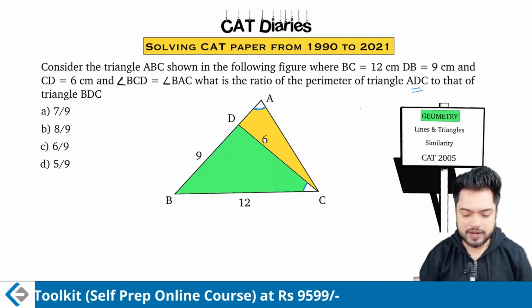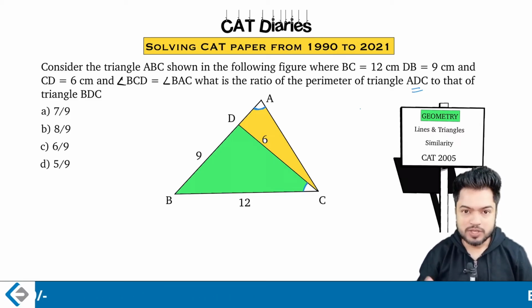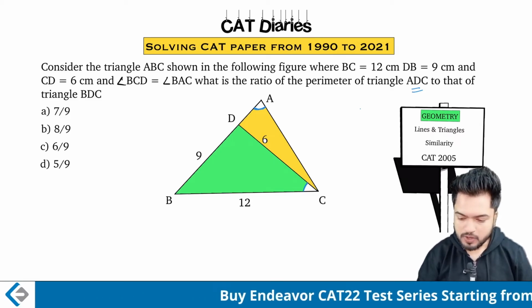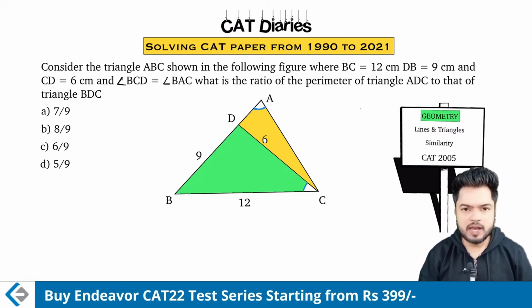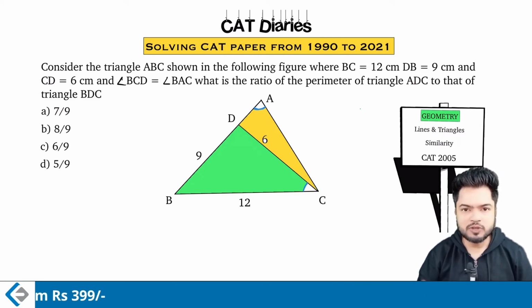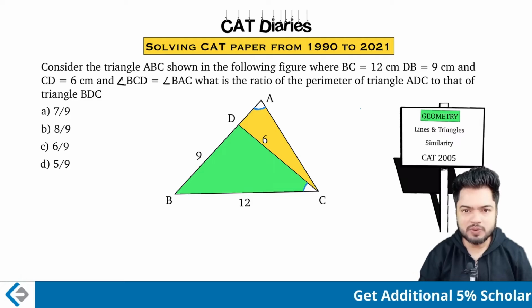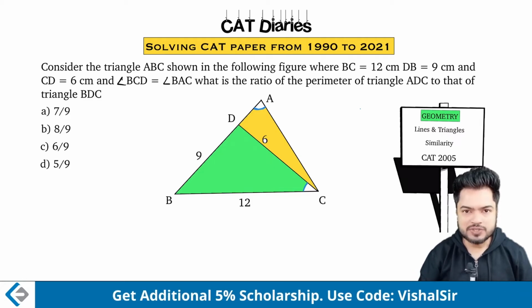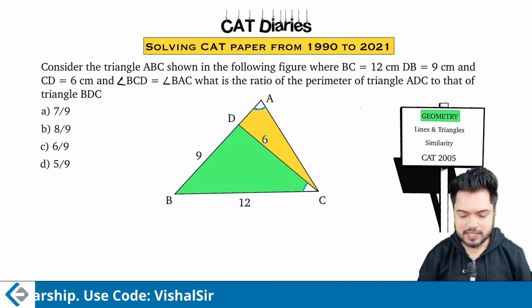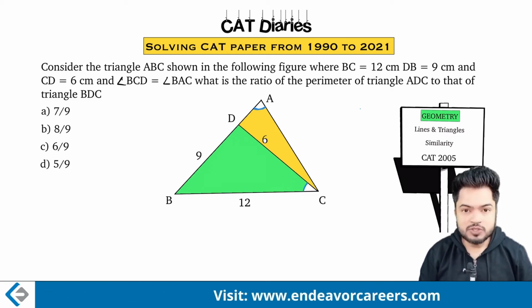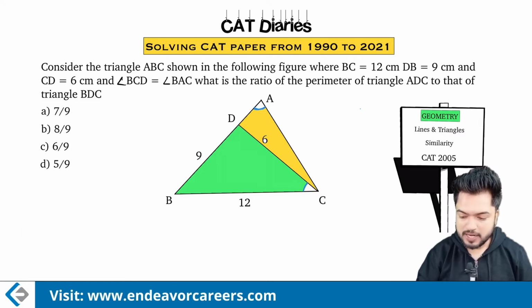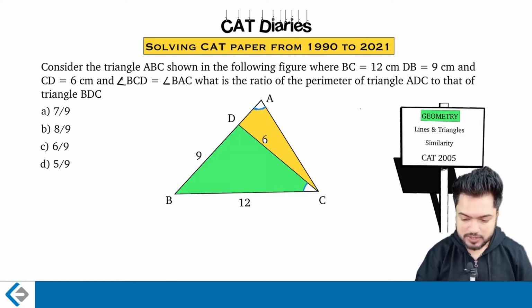That is my concern right now. How can I find AD and AC? So I start thinking. I have to apply the concept of similarity, because one of the angles is given as equal and I need to find sides. The best way to do that is by means of similarity. I'm not thinking of anything else right now. So which two triangles can be proved to be similar? That is the first concern. Let's start thinking.